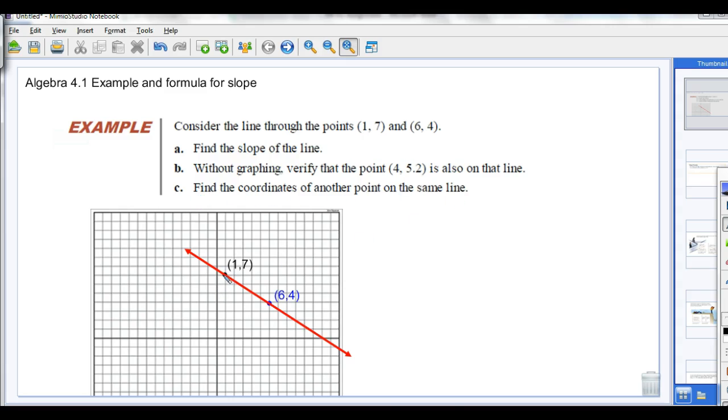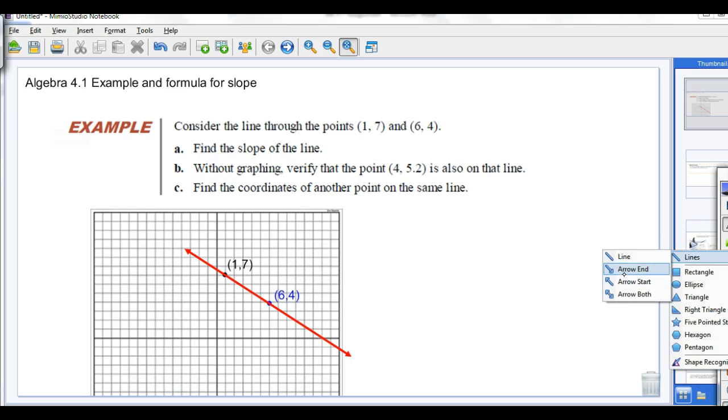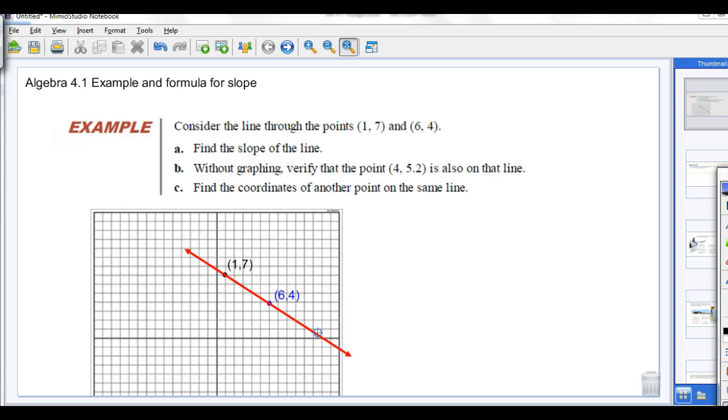Alright, so remember, when we're talking about slope, we're talking about rate of change. We're talking about how much the y's change divided by how much the x's change. So let's just draw an arrow from this point. I'm going to go down. How many down did I go? Well, we went 1, 2, 3. So I went down 3, and I'm going to mark that with a negative so I know which way I'm going.